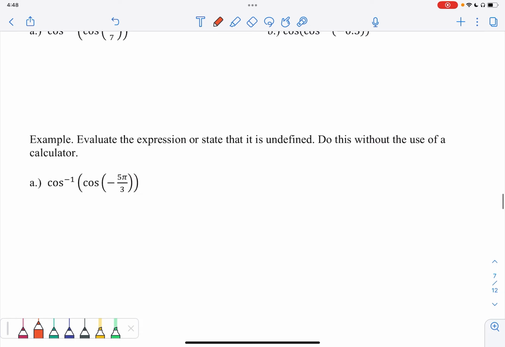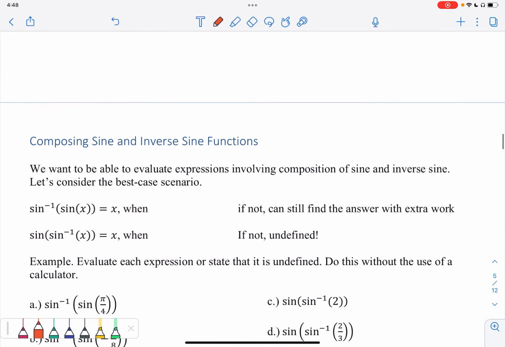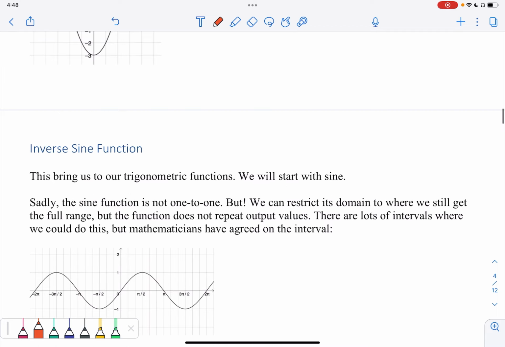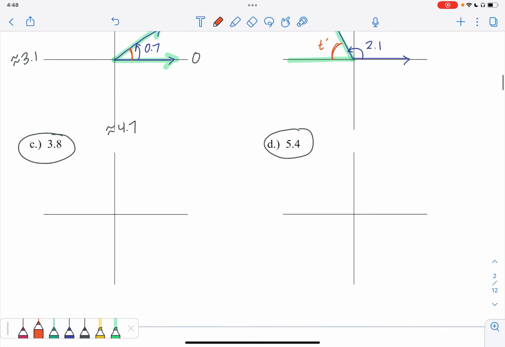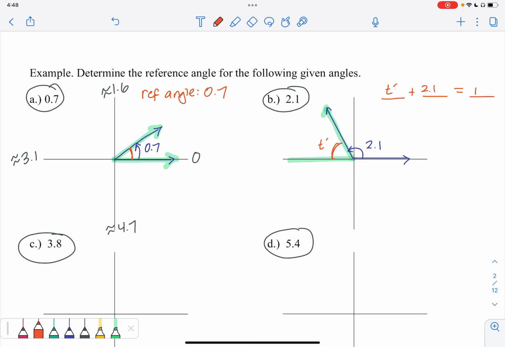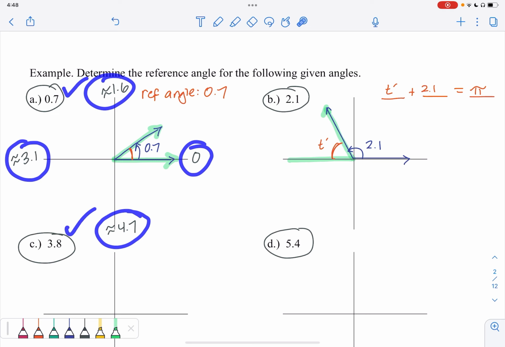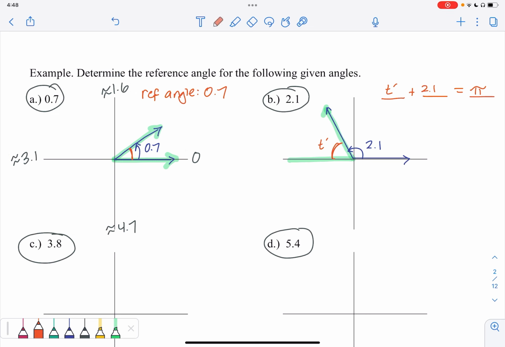In this case, I do want to be exact. So 2.1 we can assume is an exact number. Let me find my way back up. We're getting a little preview here. 2.1 is an exact number, so we'll do 2.1 plus T prime is pi exactly. We use the approximations over here just to find out approximately what quadrant each of these angles would live in, but we want to keep it exact when we do our calculations unless it asks for something else. So T prime is pi minus 2.1, and here's my reference angle for 2.1.